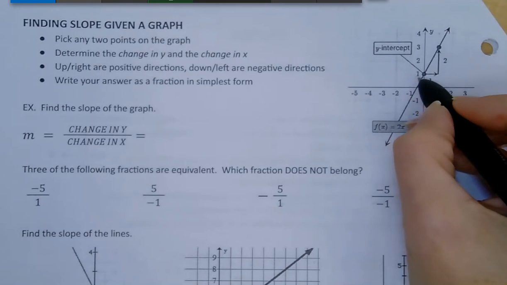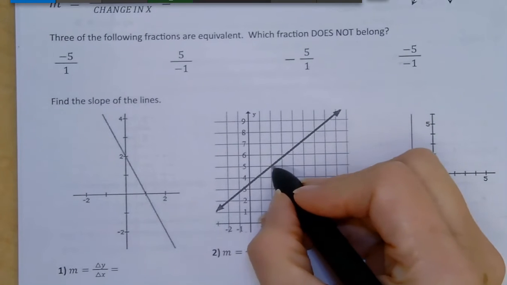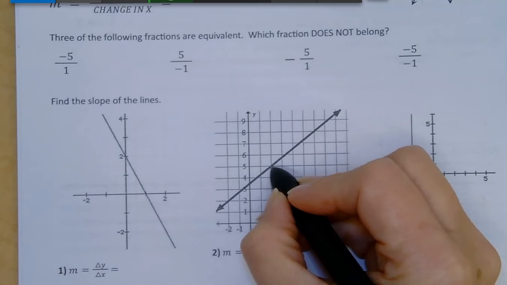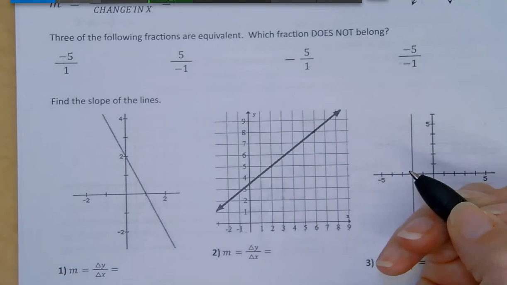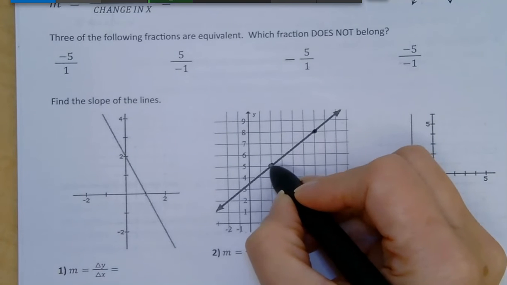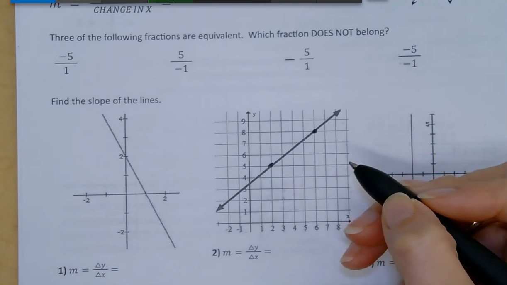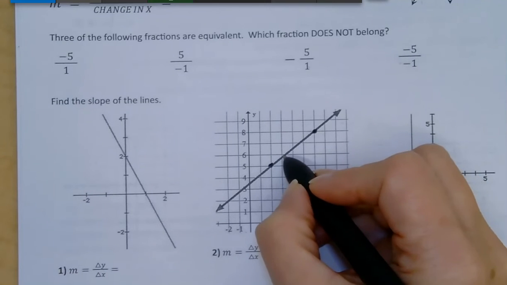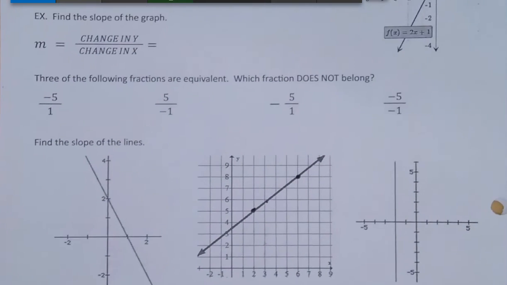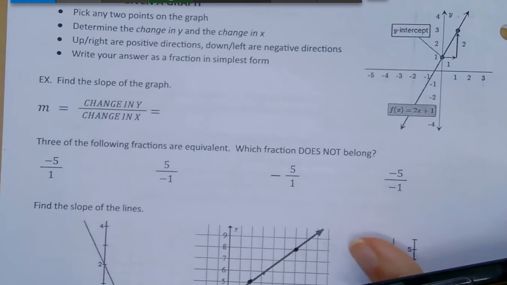So if you're given a coordinate grid, you want to choose points on the line that are very solidly on an intersection of your grid. So I would choose that one happily. I would choose that one happily. But if you notice right here, that's not really exactly on the intersection. So I would not choose that point just because I don't know exactly what its coordinates are, right? And this just didn't photocopy very well. It does have a grid. It's just hard to see.